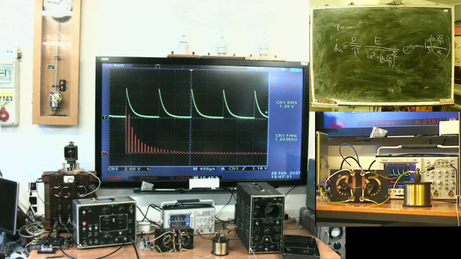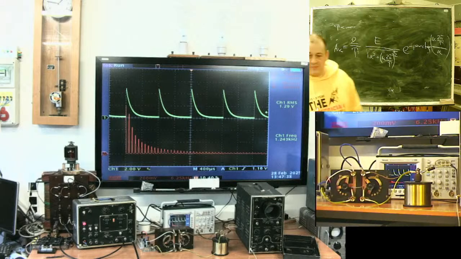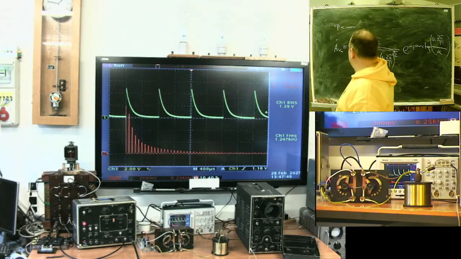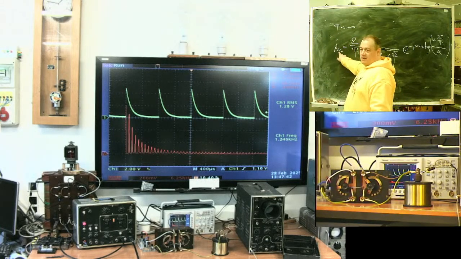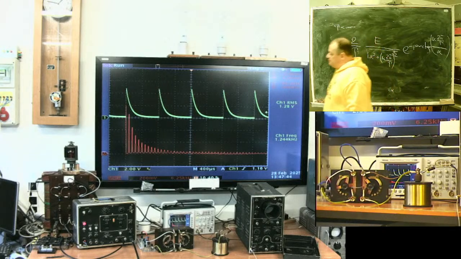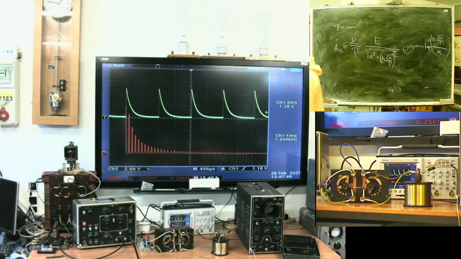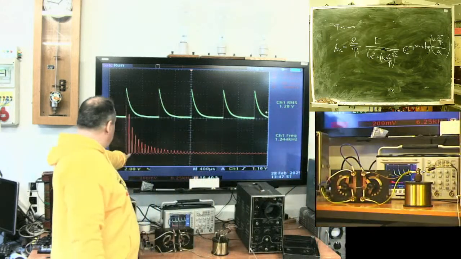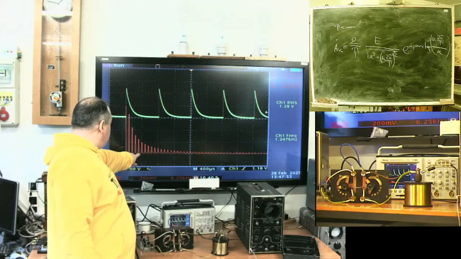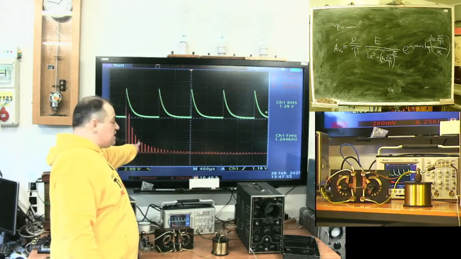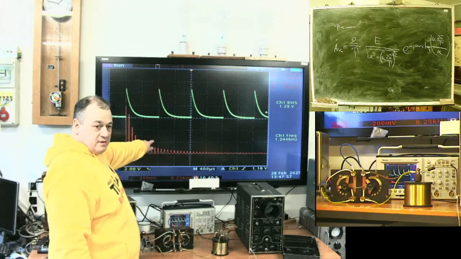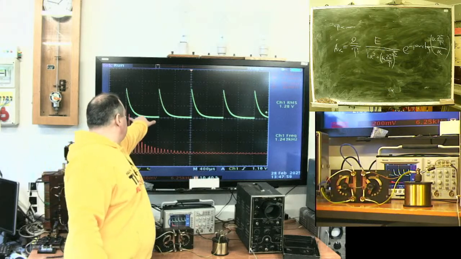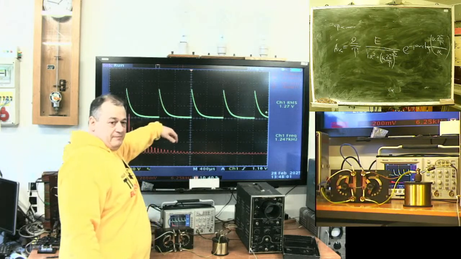Red line is a result of discrete Fourier transform from yellow line. Each peak is a value of a k: k0, k1, k2, k3, k4, and so on. Space between them is 2π divided by this period.